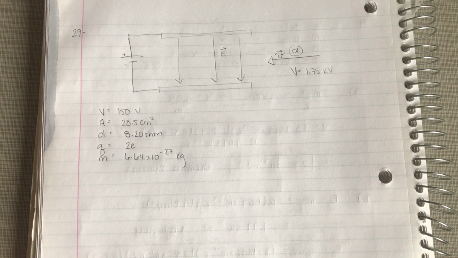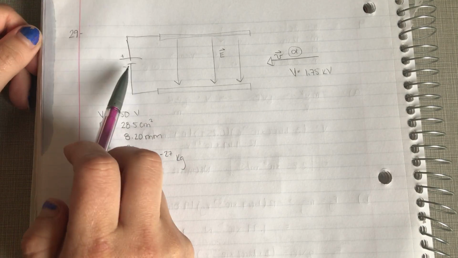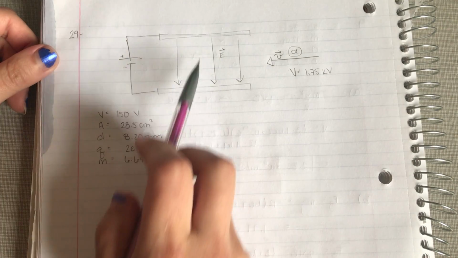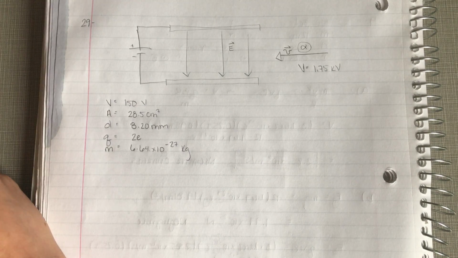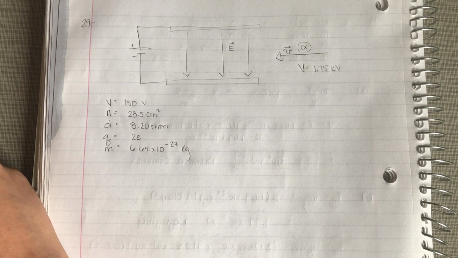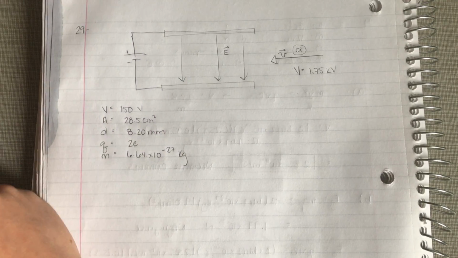Alrighty, 27.29. So, a 150 volt battery, kablam, is connected across two parallel metal plates with an area of 28.5 centimeters squared and a separation of 8.20 millimeters. Notice this is not drawn to scale.